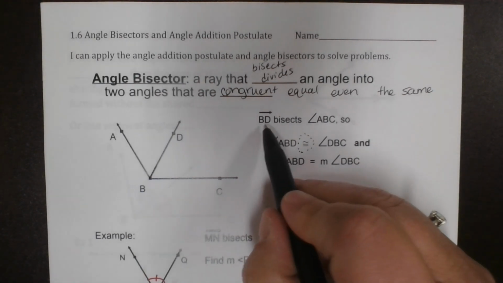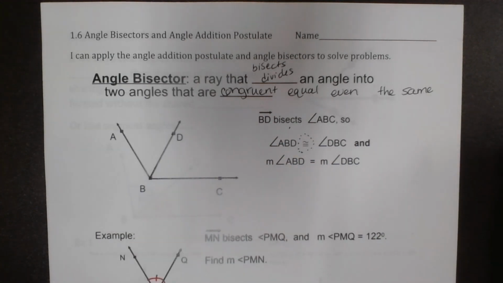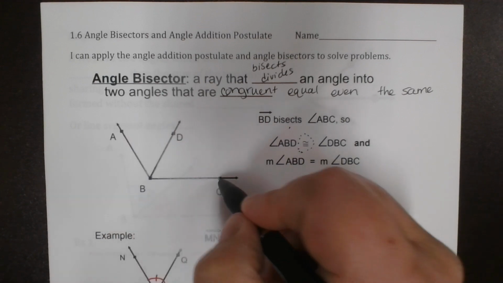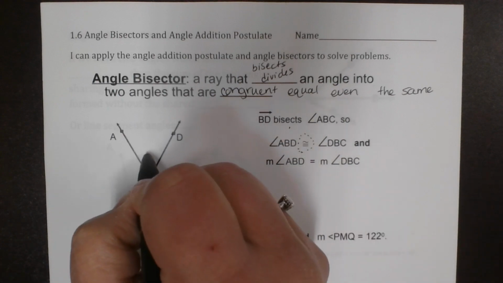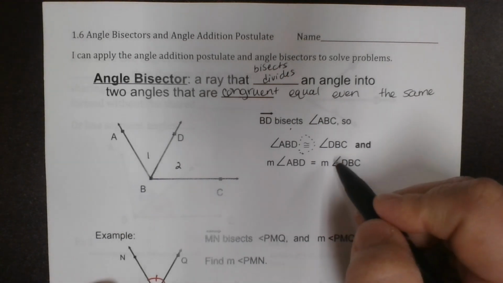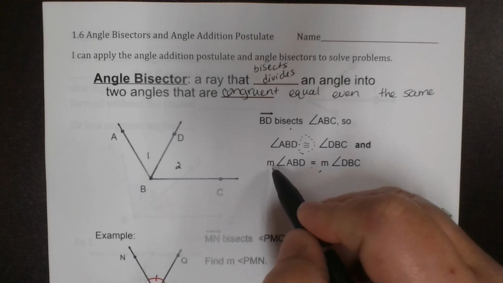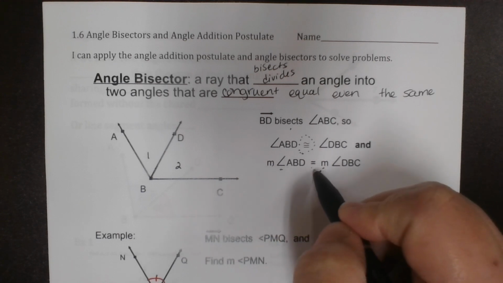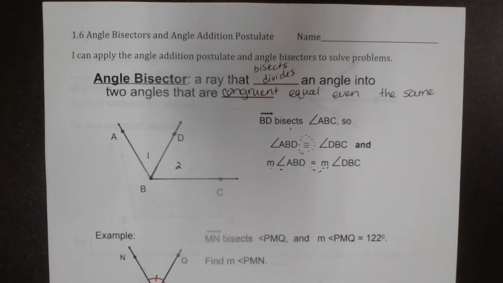Okay, so it says that ray BD, that'd be here, B through D, bisects angle ABC. So that means that this angle, we'll label this angle 1, and this angle, angle 2, are the same. The way this reads is the measures of these two angles are congruent. So when you're talking about their measures, they're equal. So if this is 80 degrees, that's 80 degrees. Regardless of what the picture looks like, this tells you that that's true.